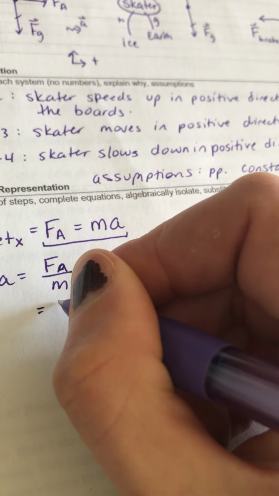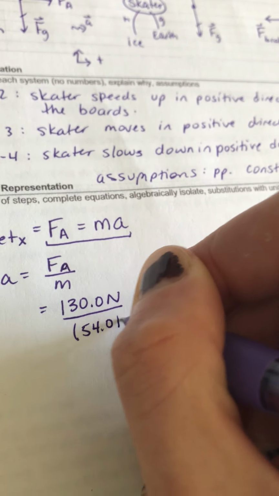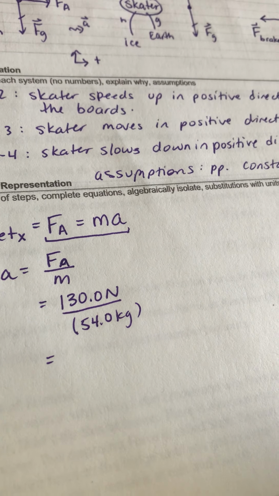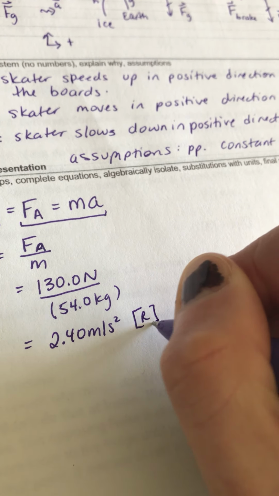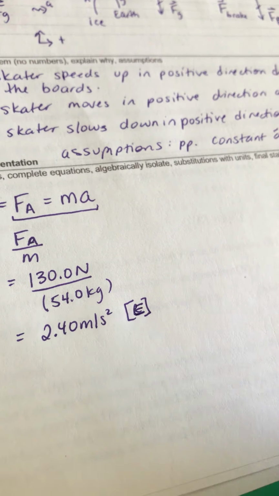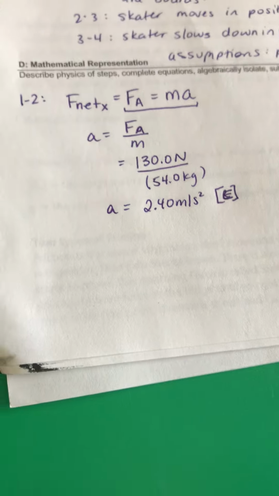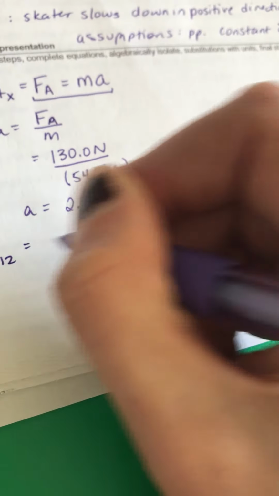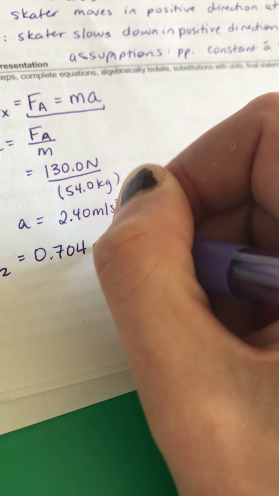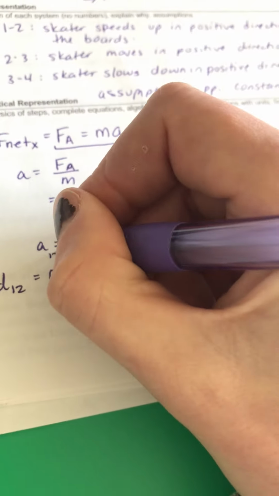So we have 130.0 newtons over 54.0 kilograms to give us 2.4 meters per second squared. That should be east. Okay, so that's the acceleration in the first portion. It also asked us for the displacement, but it's been given in this part of the question, so we'll just state it there. That's from 1 to 2.